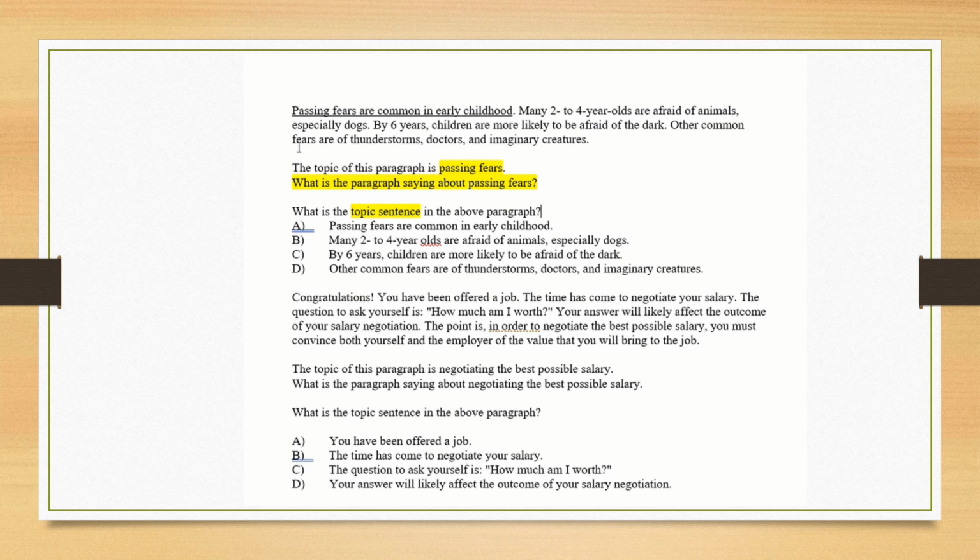So, "Passing fears are common in early childhood." "Many 2-year-olds are afraid of animals." This particular sentence gives an example of a passing fear that's common in early childhood. "By 6 years old, children are likely to be afraid of the dark." This sentence provides another example of passing fears in early childhood, such as being afraid of the dark at 6 years of age. "Other common fears are thunderstorms, doctors, and imaginary creatures." This particular sentence supports or gives an example of passing fears.